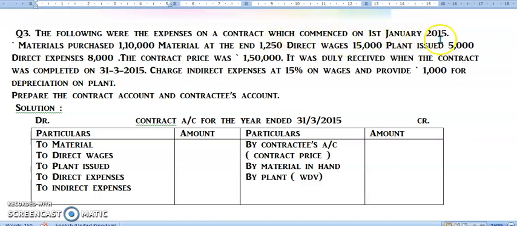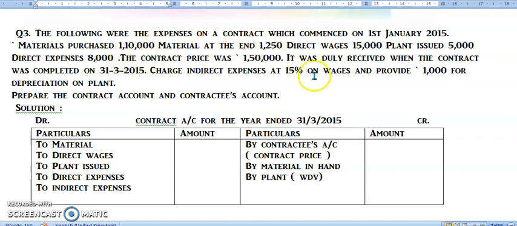There is a contract which is starting on 1st January 2015, where you have purchased material of rupees 1,10,000, and material at the end 1,250. That means the material left over at the end of the contract is 1,250. Direct wages are 15,000, which is direct expenses. The plant issued is 5,000 and other direct expenses were 8,000.